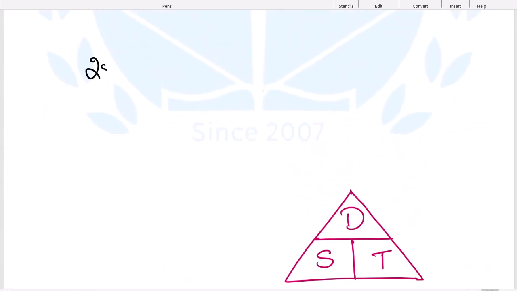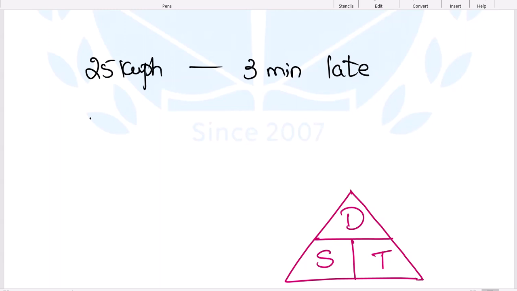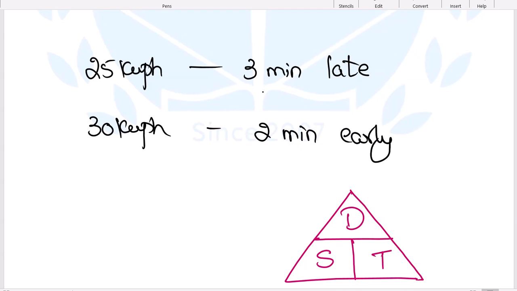My dear friend, if you are traveling at 25 kilometers per hour, you are 3 minutes late. Now I am increasing the speed. I am going at 30 kilometers per hour. Now you are 2 minutes early. Now see, previously late, now early. As you increase the speed, definitely time will be saved. Time will decrease. How much time decreases is nothing but called time gain.